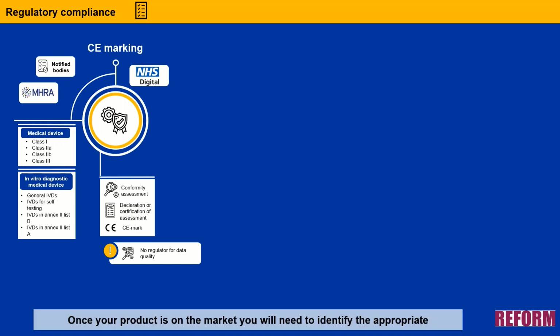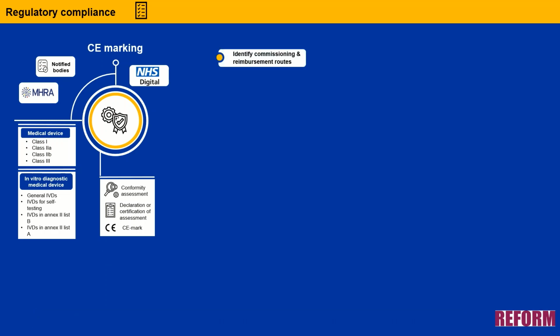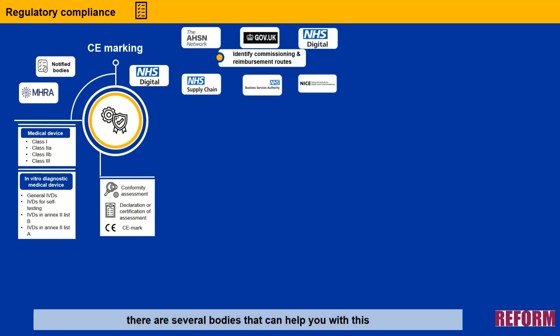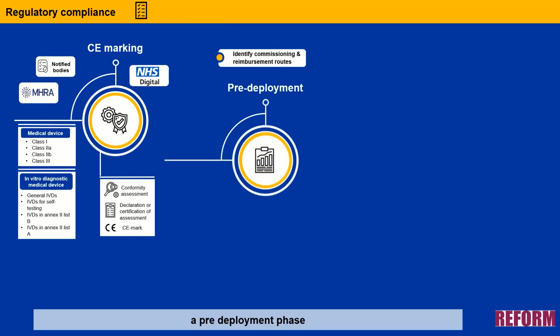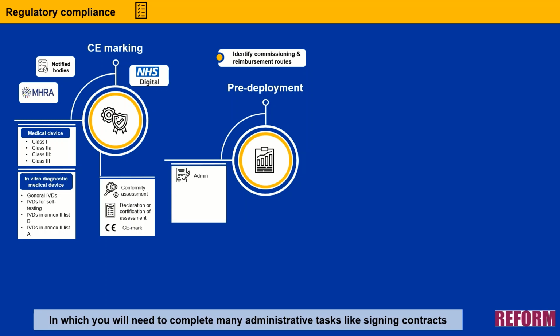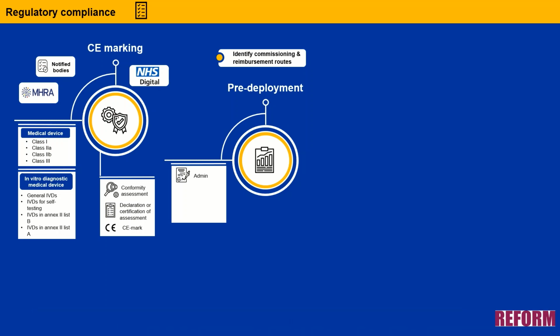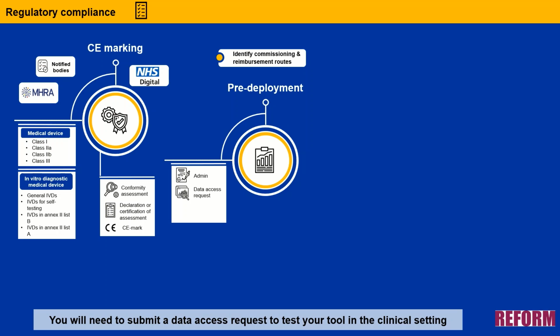Once your product is on the market, you will need to identify the appropriate reimbursement and procurement routes. There are several bodies that can help you with this, as mentioned at the start of this video. Once you get commissioned by an NHS organization, you will have to go through a pre-deployment phase in which you will need to complete many administrative tasks like signing contracts or understanding what local IT systems you might need to plug into and how. You will need to submit a data access request to test your tool in the clinical setting you will eventually deploy in, as well as performing the necessary tests you need to do before going live.